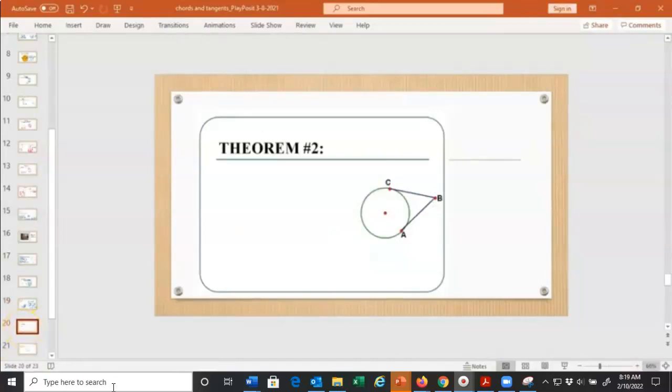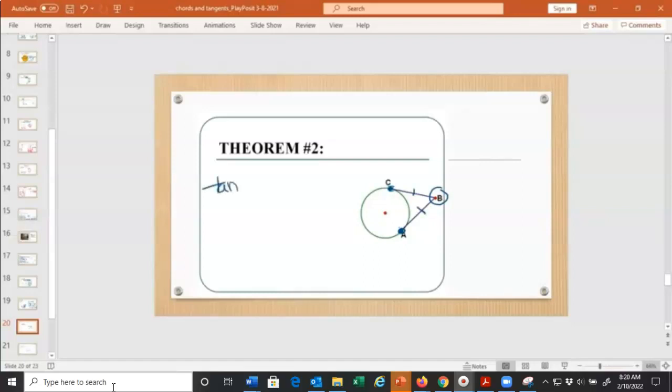Theorem number 2 with tangents and secants. This one cracks me up. It looks like a party hat. Tangent segments that form a common external point are congruent. So we have 2 tangent segments going on here: CB, here's the point of tangency, and AB, here's the point of tangency. And they form this common external point. So they meet at an external point. You might guess it. I mean, it makes sense, right, that they would be congruent.